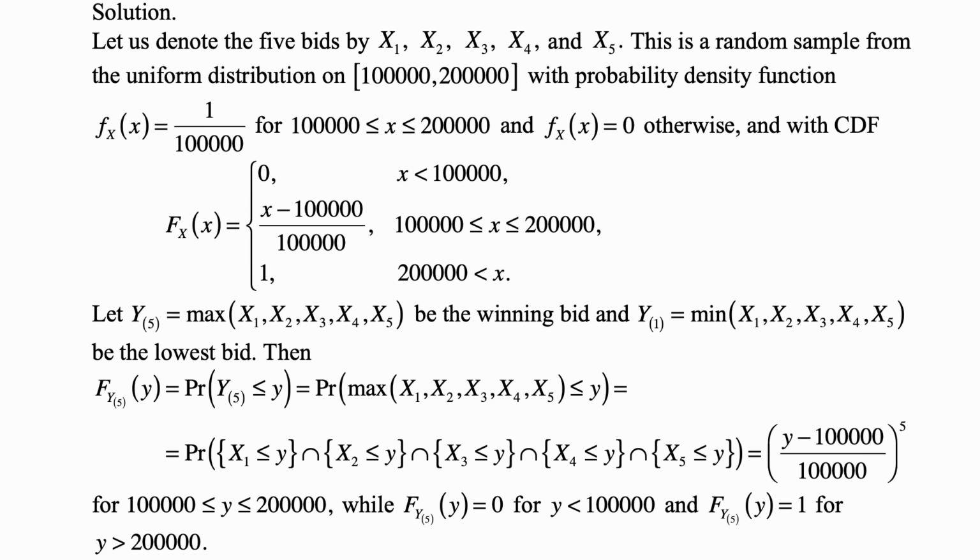Y5 equal to the maximum of these bids, this is the winning bid, and Y1 equal to the minimum is the lowest bid. This is a definition, but of course it's the standard notation for order statistics, so Y5 is the highest order statistic and Y1 is the lowest order statistic. So F_Y5(y) is equal to the probability that Y5 is less than or equal to y, which is the probability that the maximum of the 5 bids is less than or equal to y.